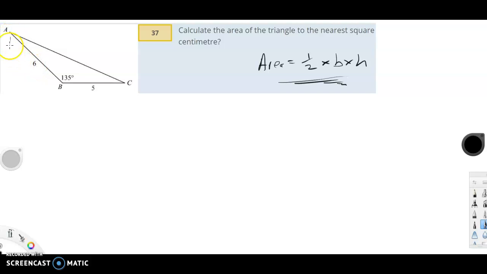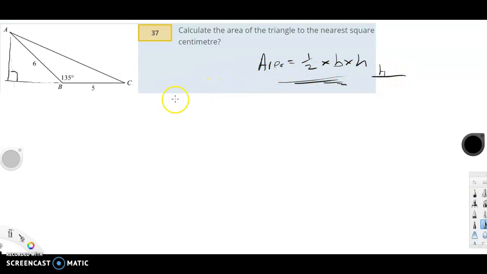Because the perpendicular height is from this line. If you extend the base on here, this height here would be less than 6. This would have to be a right angle here, right? So we can't multiply. The base is 5, but we don't have the height because this here is supposed to be the perpendicular height. That's the symbol for perpendicular, right?